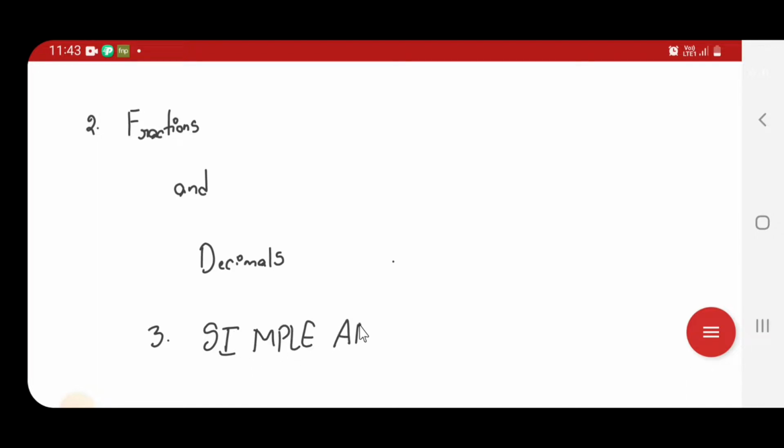In the last chapter, the second chapter, we completed fractions and decimals. Now I am going to start the next chapter, called simple equations. Today we will get the introduction to this topic. Okay, today we will start the new chapter called simple equations.